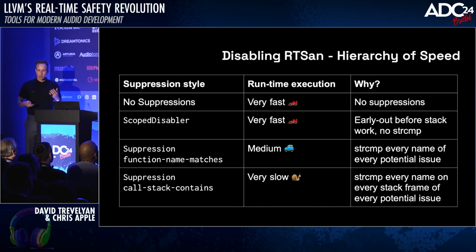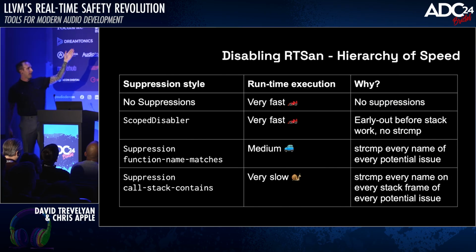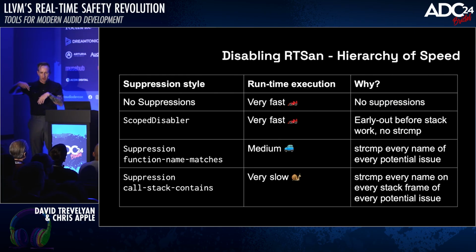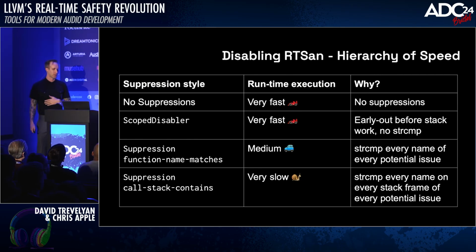Now, there are various pros and cons of this. As David alluded to, we've really designed RTSan to be as fast as possible so you can hopefully listen to audio while it's running. So this comes down to speed. Basically, scope disabler is very, very fast. It early outs before any stack work. There's no string comparing, things like that. And that descends all the way to call stack contains. You can imagine we have to do string comparing on every frame of every potential issue, and that's why we have the snail emoji on the screen.